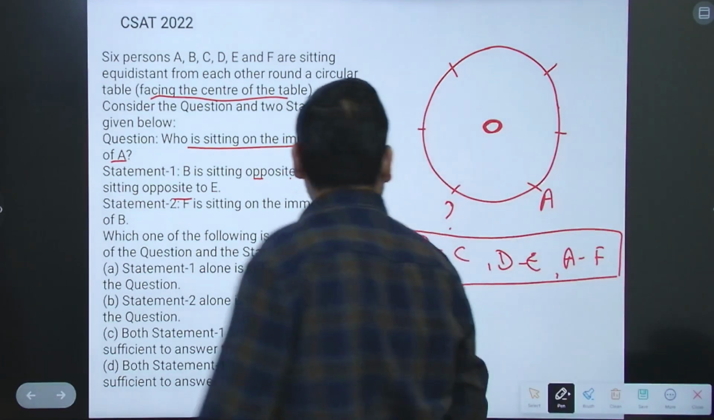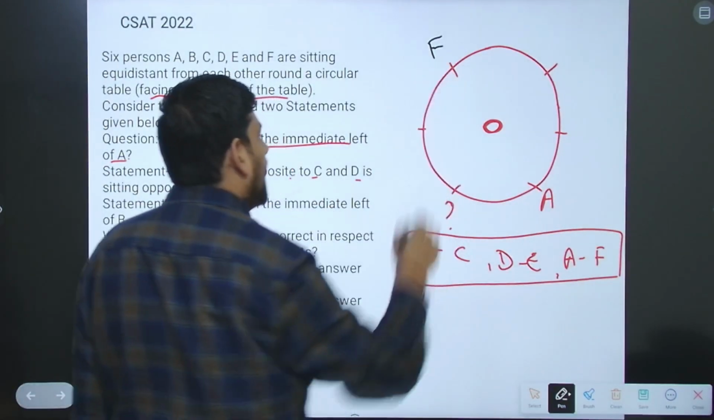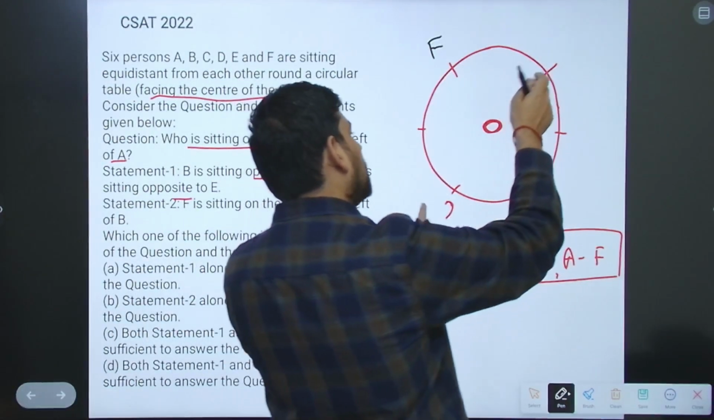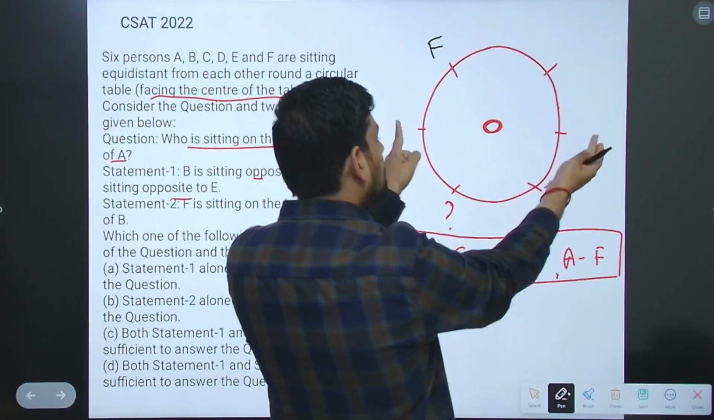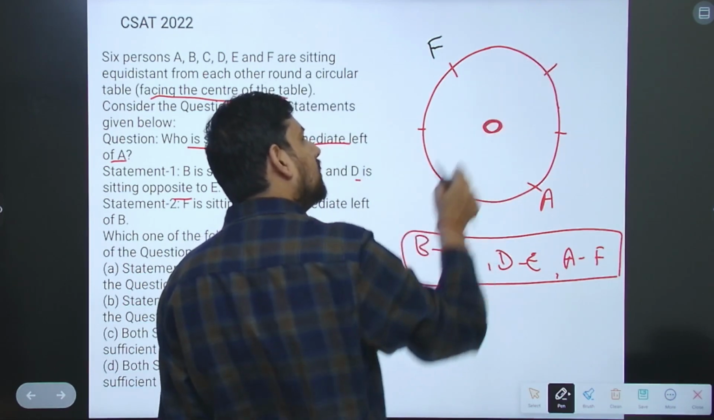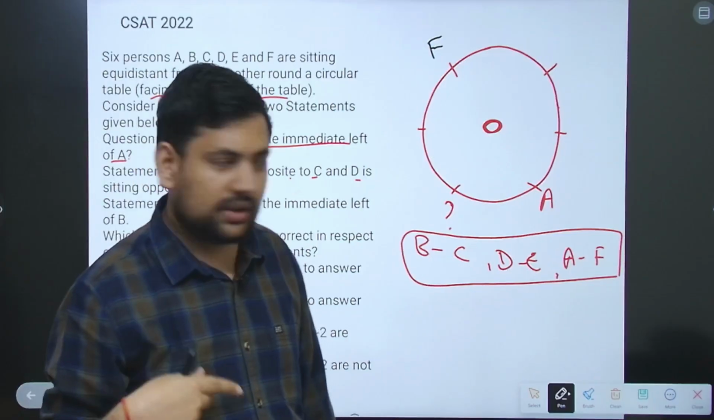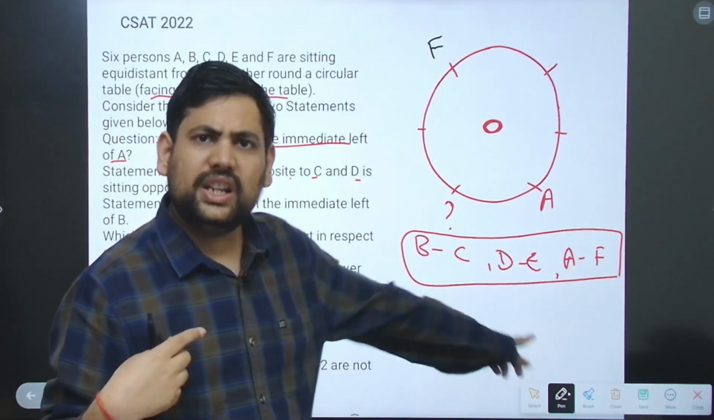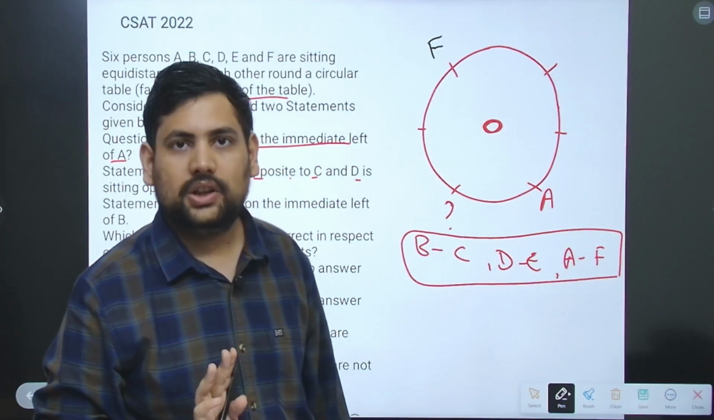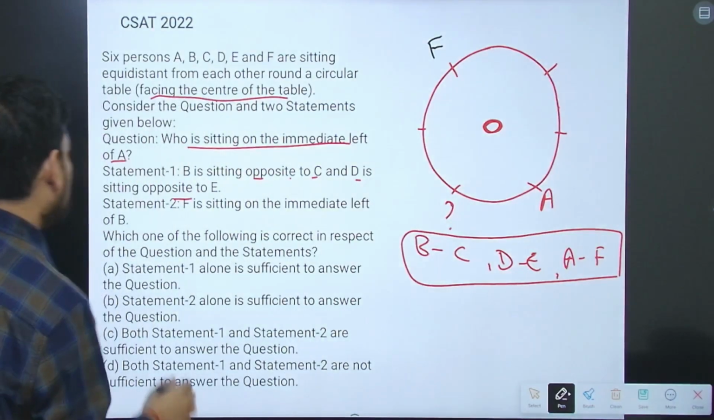Now let's draw the diagram using this. So A, this will be F, but I know this. Now this may be D and E, or this may be D and E. Correct? These are the two pairs. This is one pair opposite, this is one pair opposite. On one you will have one pair, that is BC or DE. These are the two possibilities. We don't know which one will be where. So statement one is clearly not enough.